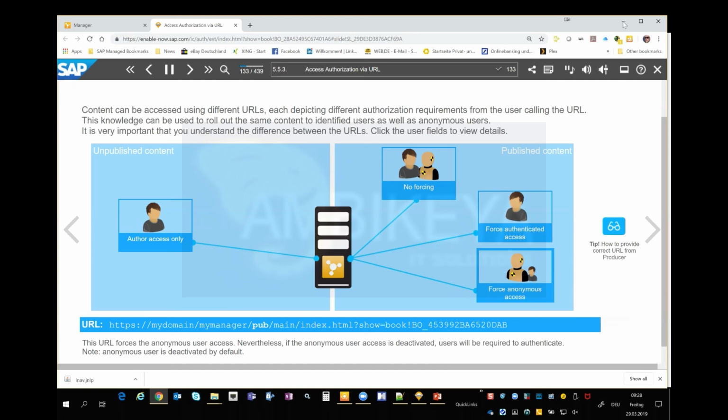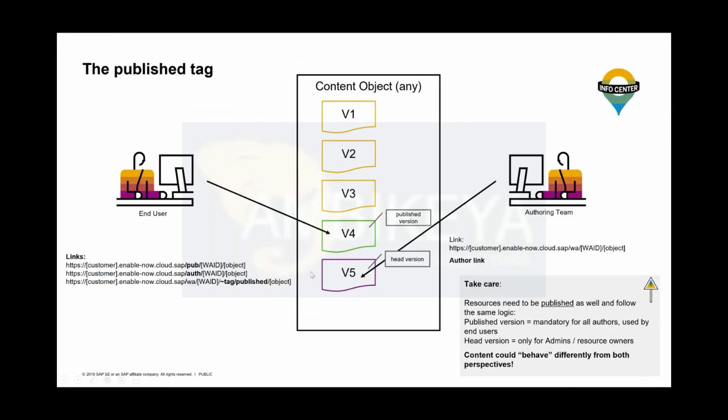I leave it open, and we're going to have a closer look at it from a practical perspective later after our first break. So just one remark. Support asked me to note this again because this is still on the top X list of support. Resources need to be published as well. Any object in Enable Now's world acts in the same way. So resources do so as well.